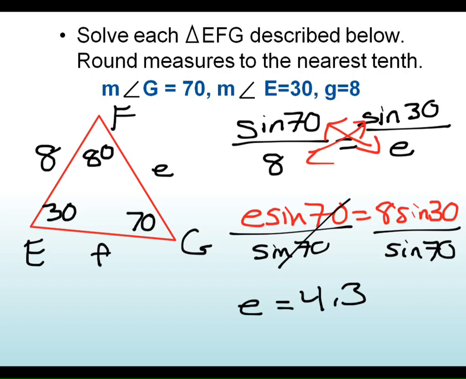Anybody not get that when they punch it in? 4.256. Okay. So when you do 8 times the sine of 30, you think that comes out as 4, then you hit divided by sine of 70. So I now know this is about 4.3.